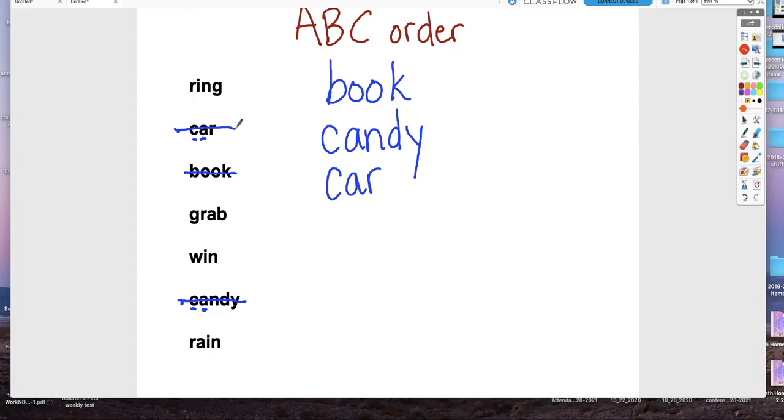Not quite yet. We still have a letter. We have ring, grab, win, and rain. We have a word that starts with a letter that's going to come before the letter R. Valerie, what do you think? Grab. Grab is going to be next in our list of alphabetical words. G-R-A-B spells grab. Now I have ring, win, and rain.